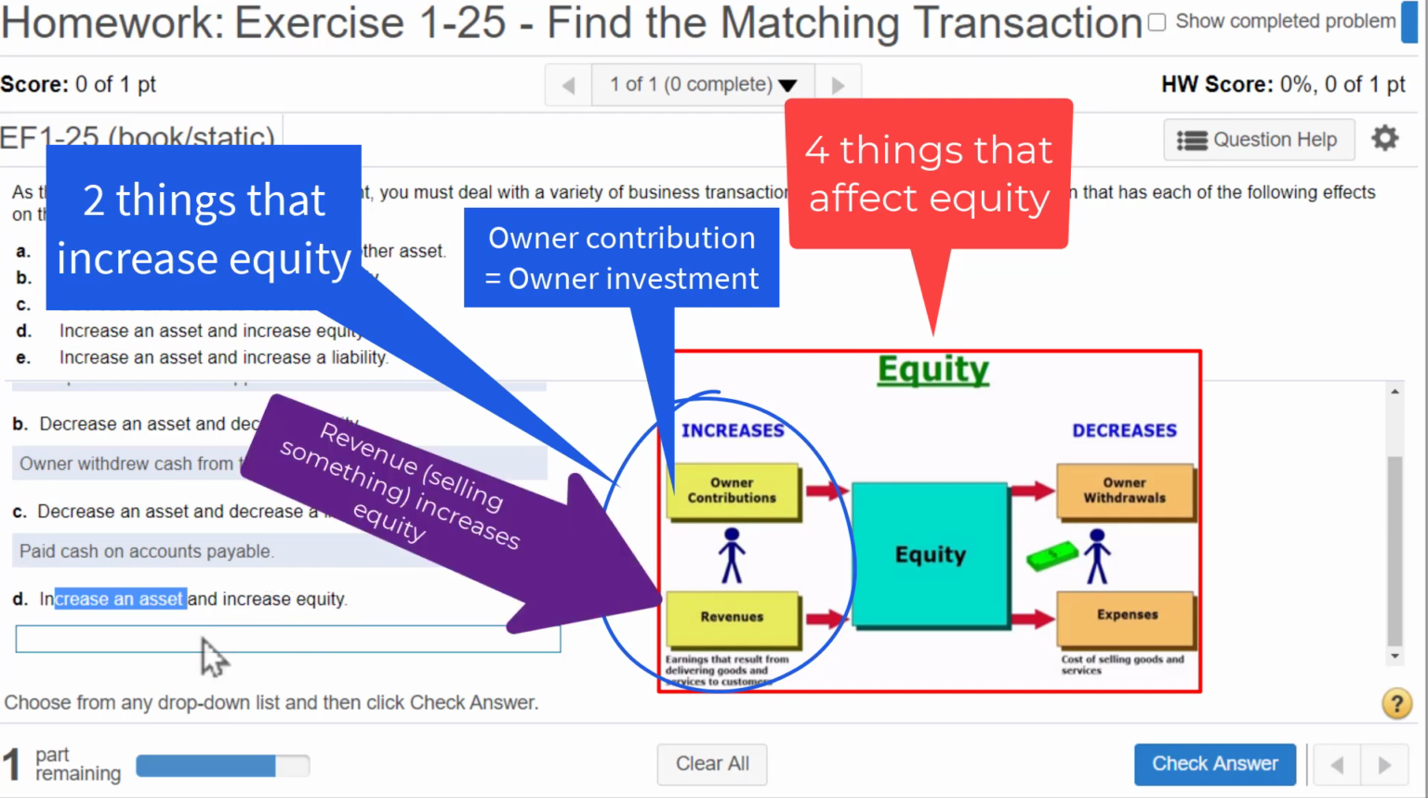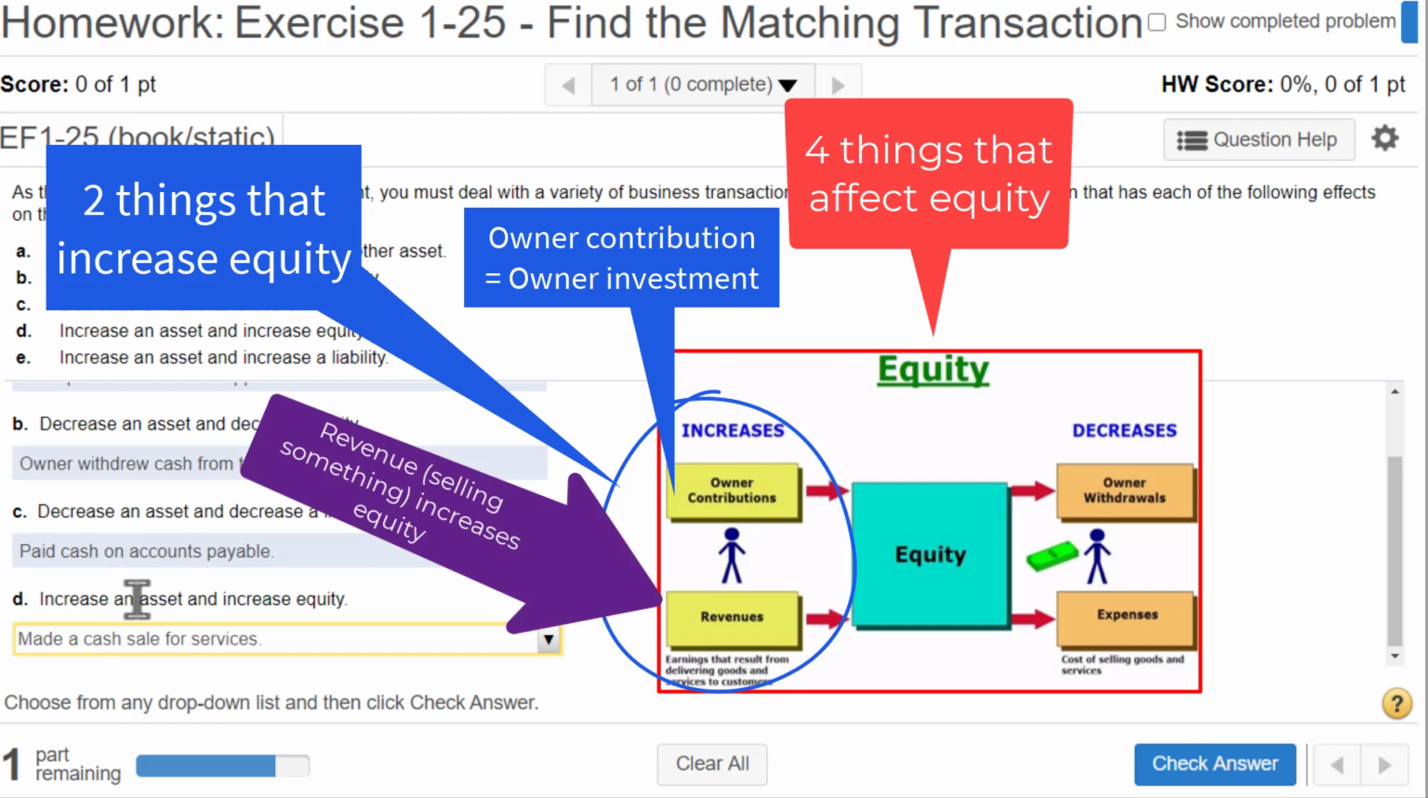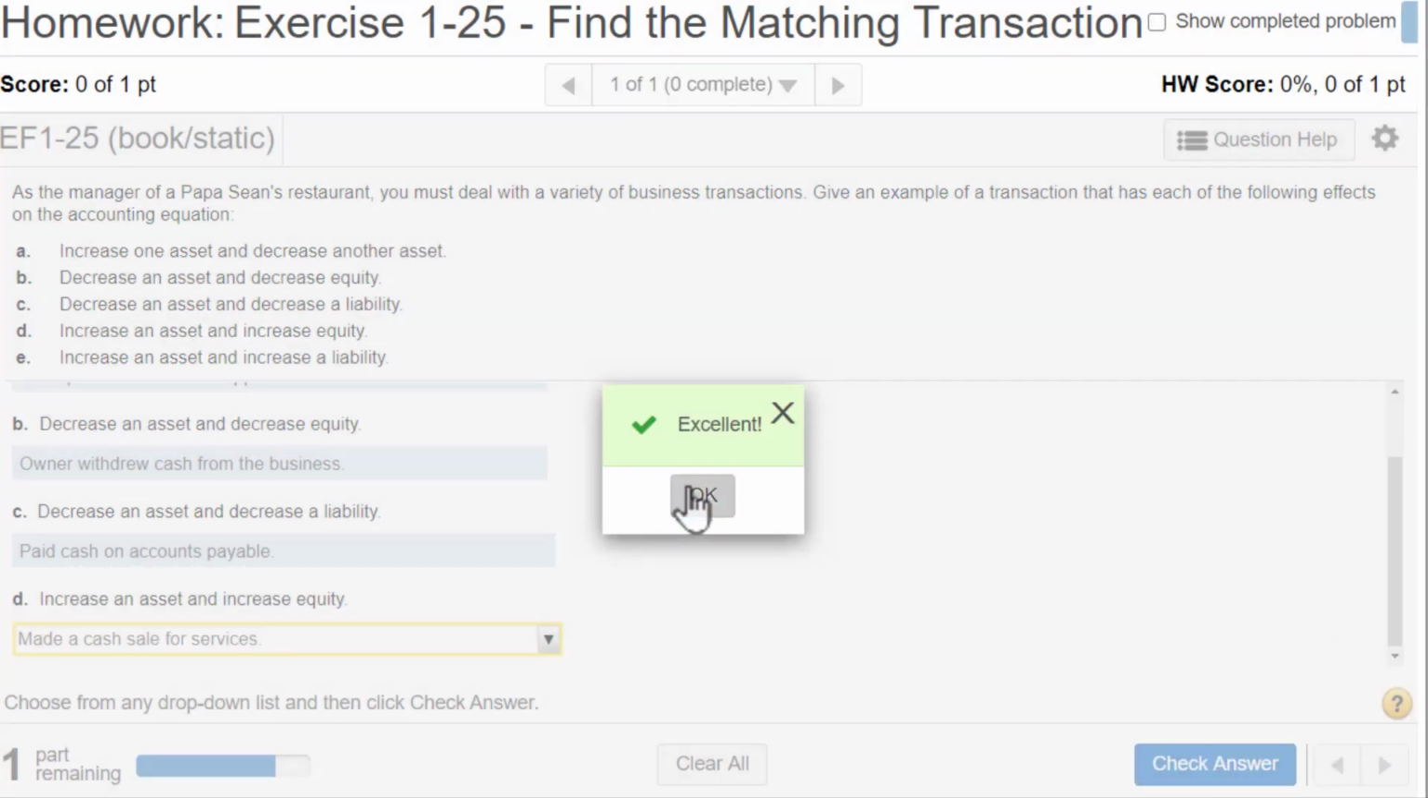So this sounds like we might have sold something and we got some cash or AR. Let's see here. What do we got? Made a cash sale for services. That makes sense. Cash goes up, that's an asset. And if we sell something, that's a revenue. And what does revenue do to equity? It increases equity. Also, what could have caused this is we could have sold something on account. Selling something is revenue, so that would increase equity. Selling it on account means instead of getting cash, we would record accounts receivable, which is an asset. That would make sense, but that was not on the list.